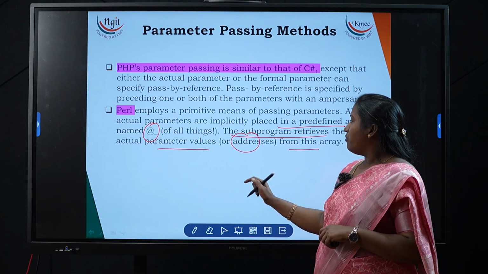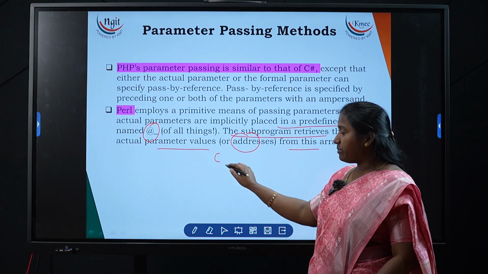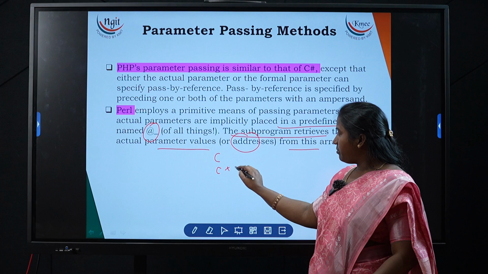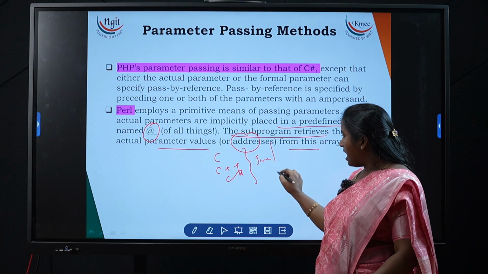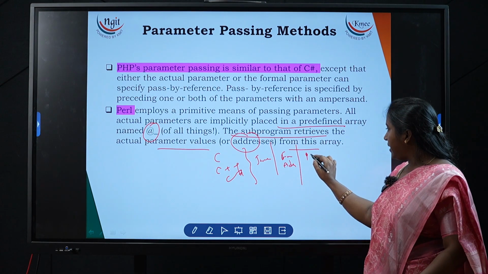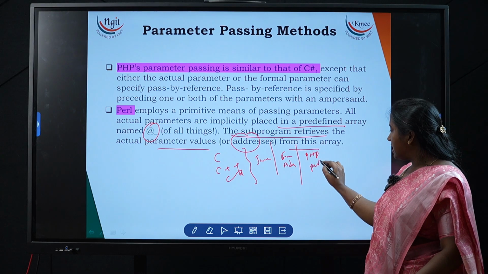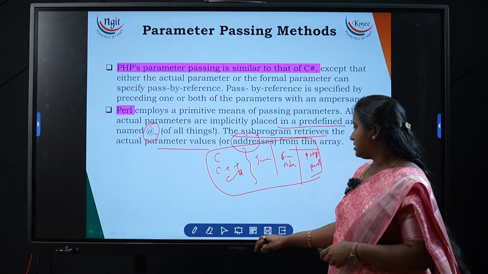So finally, what are the languages which support parameter passing methods? C based languages, C, C++ and C#, and Java, and Fortran 95 and Ada, and PHP and Perl. These are the set of languages which support parameter passing methods.